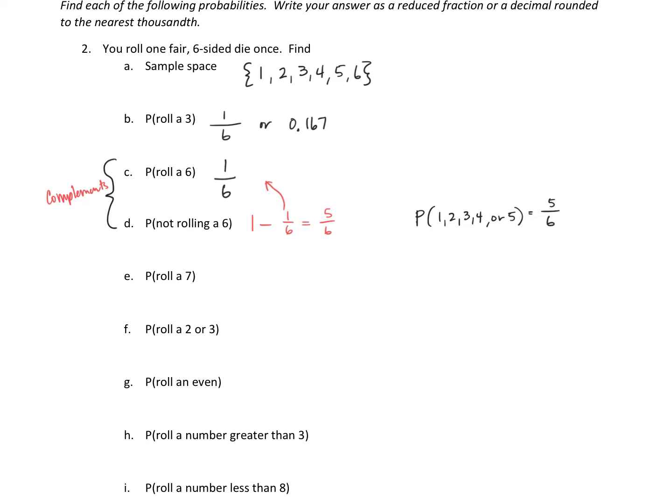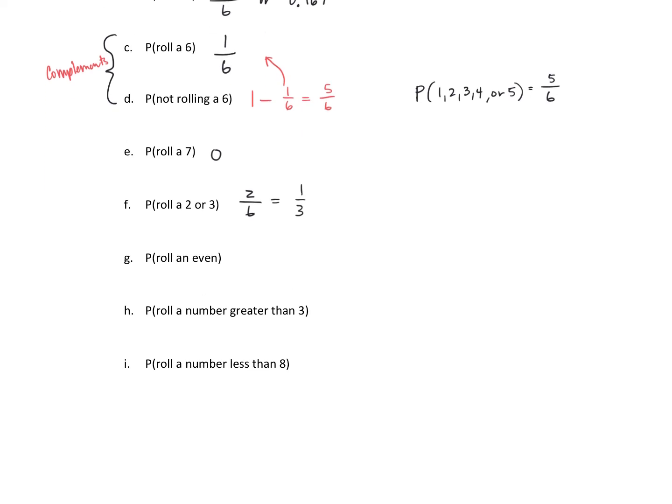Okay, part E is the probability that you roll a 7. So if we look at our sample space, we can see that 7 is not listed. So that probability is 0. So you cannot roll a 7 because that's not one of the numbers on the die. Part F is find the probability that you roll a 2 or a 3. So a 2 or a 3, that's 2 things that are good out of 6 possibilities. You want to make sure you reduce your fraction, so that would reduce to 1/3.